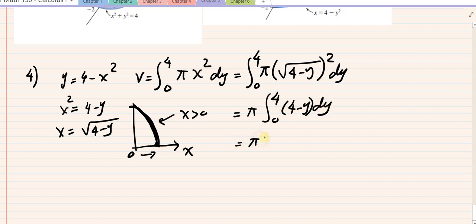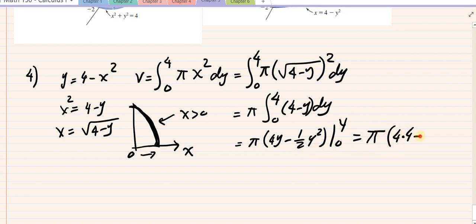True, the integral is going to be pi times 4y minus 1/2 y squared from 0 to 4. The lower limit makes it 0 when you plug in 0 for y, right? And the upper limit is just going to be 4 times 4 minus 1/2 times 4 squared. So it's going to be pi, and that's 16 minus 8. So it's going to be 8 pi, right? And there you have it. Let me put them in proper order. That's going to be 8 pi. So there you go. That's the answer to number 4.